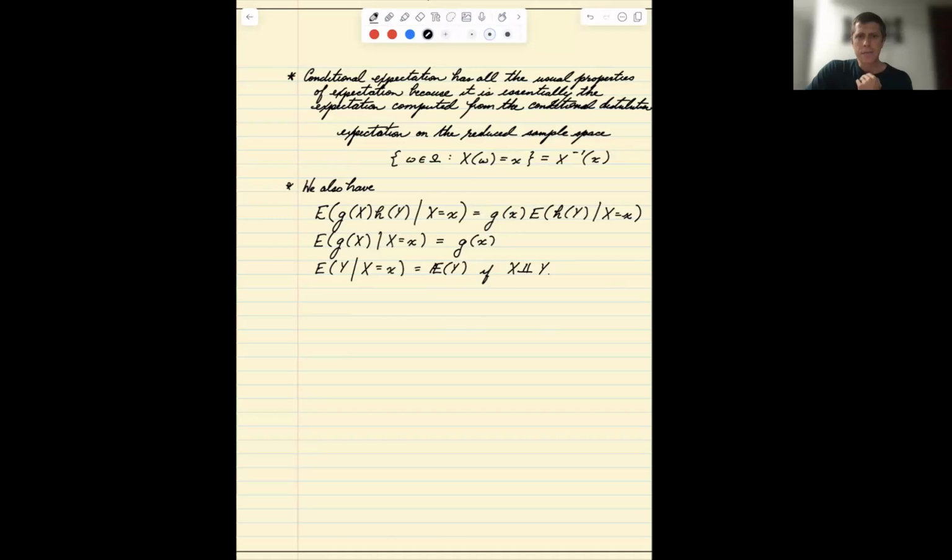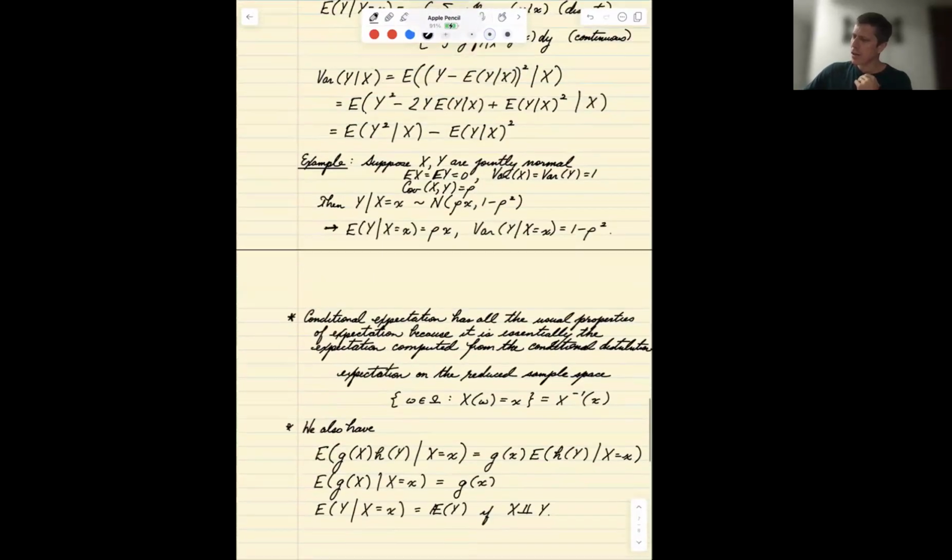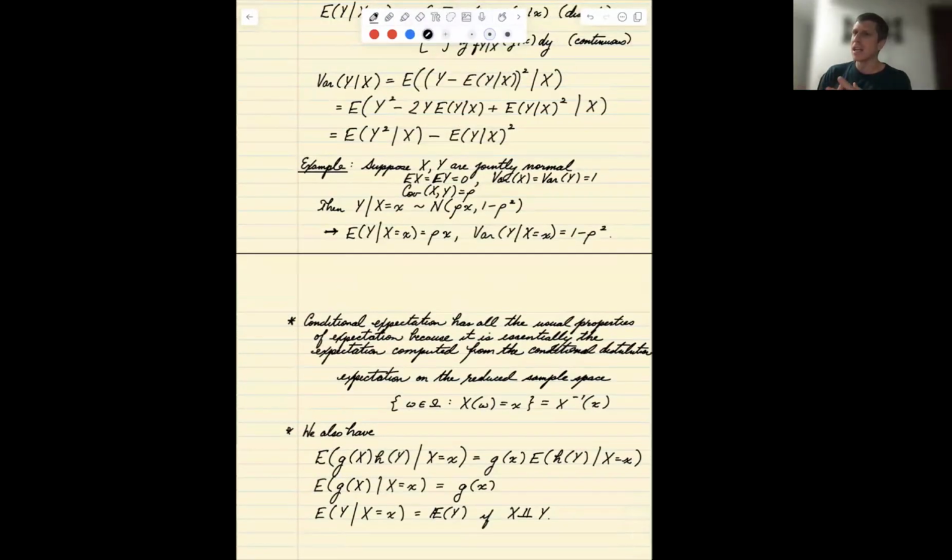So that's some basic definitions of the conditional mean and variance. So this is thinking of conditional expectation as an expectation. We can also view it as a random variable, and we'll talk about that in the next video.